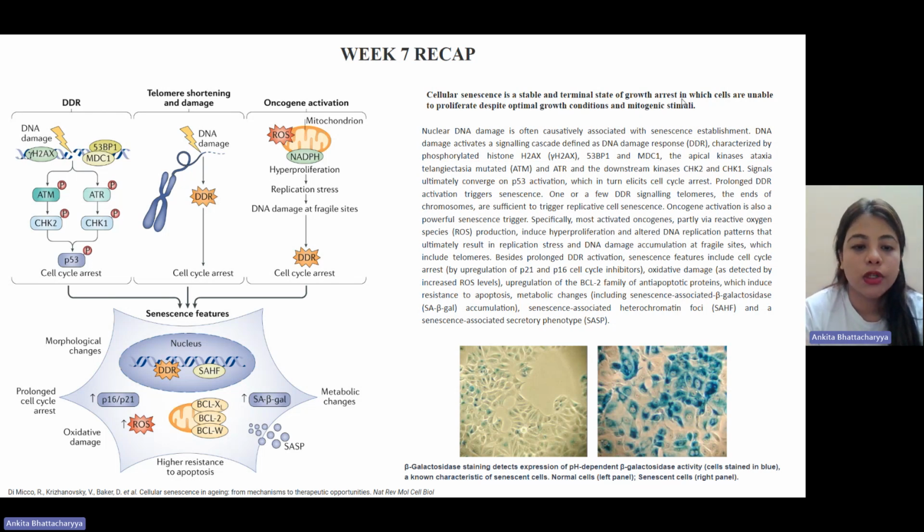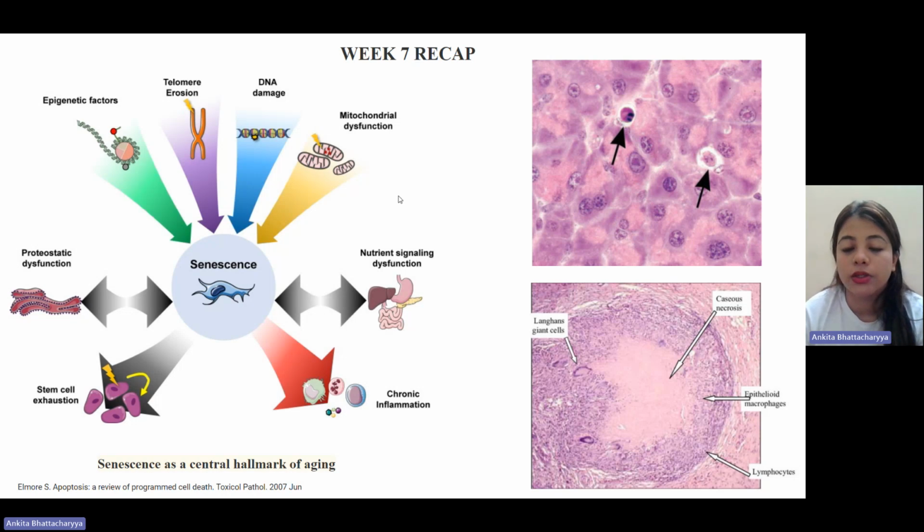Apart from that, we also have SAHF, which is senescence-associated heterochromatin foci, which you can see inside the nucleus, and also SASP, the senescence-associated secretory phenotype, or SASP response. So all of these are characteristic features of the process of senescence, and altogether they have been understood and considered to be hallmarks of aging. They're part of aging, but senescence in particular is the result of a number of processes.